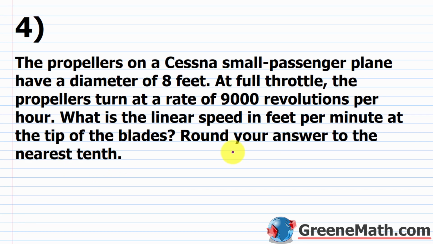Okay, let's take a look at problem number 4. So here we have the propellers on a Cessna small passenger plane have a diameter of 8 feet. At full throttle, the propellers turn at a rate of 9,000 revolutions per hour. What is the linear speed in feet per minute at the tip of the blades? Round your answer to the nearest tenth. So we want to find the linear speed in feet per minute at the tip of the blades.